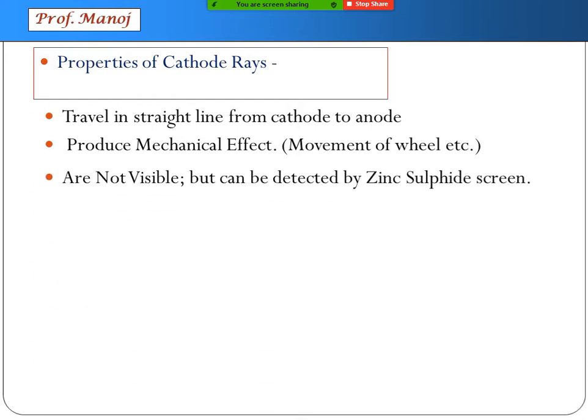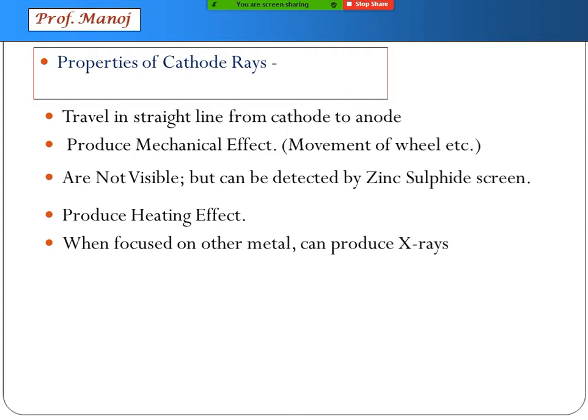Cathode rays are invisible, but if they strike a zinc sulfide screen, they can be detected, because when cathode rays strike the zinc sulfide screen, fluorescence is created. So due to the fluorescence, they can be detected. Once cathode rays travel through a tube, the tube becomes extremely hot. That is called the heating effect of the cathode rays.